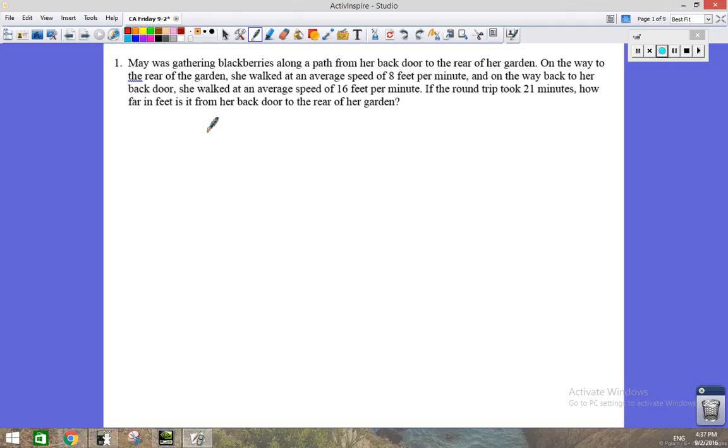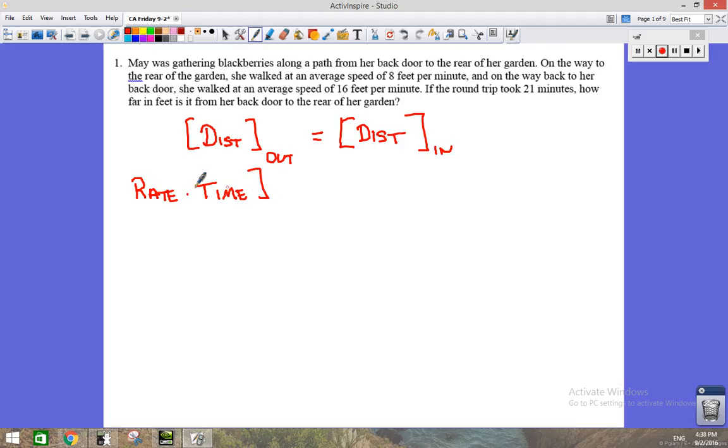So the distance on the way out to her garden, to the edge of the garden, is the same distance when she walks back inside her house to the back door. So we know that distance is equal to rate times time. So we want to look and see if there's information about the rate and the time as she walks out of the house towards the rear of the garden, picking blackberries along the way.